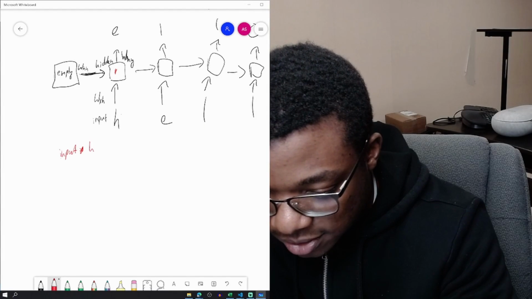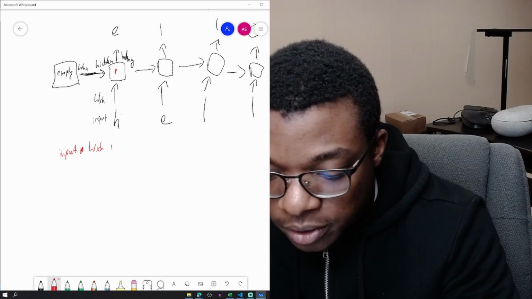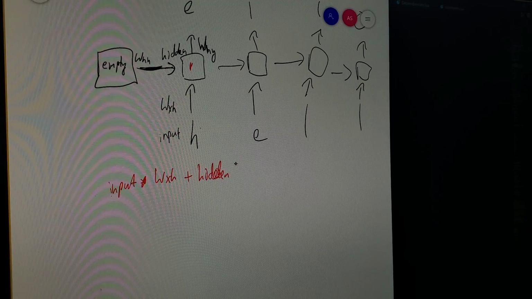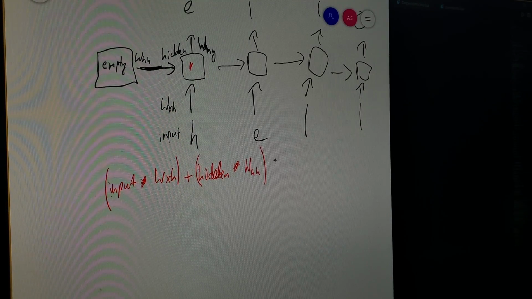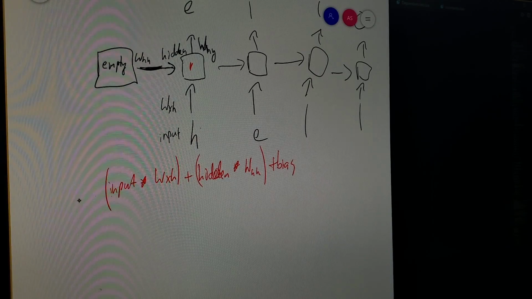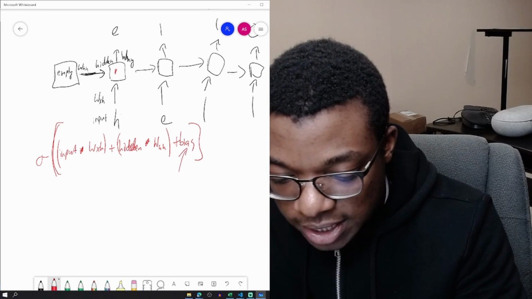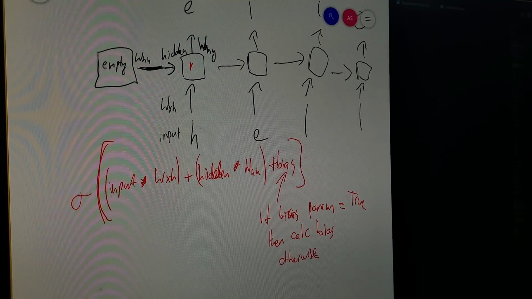Input times WXH, so the weights connecting our inputs to our hidden layer. What we're going to do is add whatever's in the hidden layer, and multiply that by the weights connecting the hidden layer together. And then we add bias at the end. Then we pass that through an activation function. So all we're really going to do is have an if statement saying, if the bias parameter is true, then calculate bias, otherwise don't. That's what we're going to be doing.